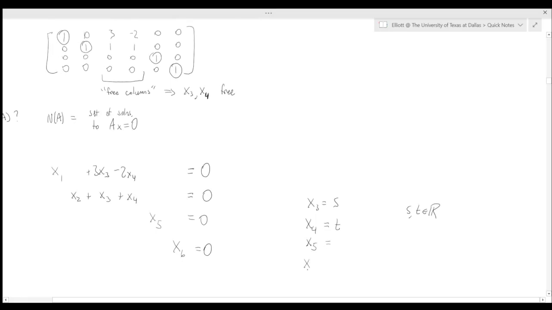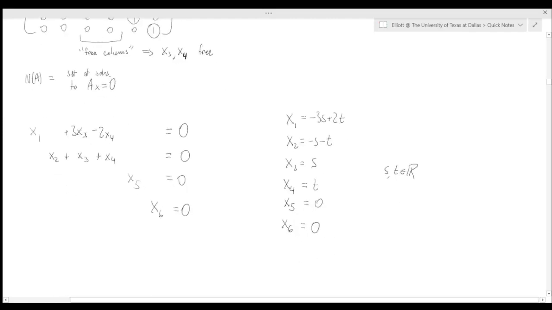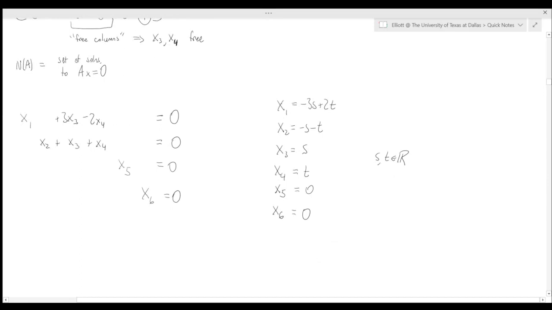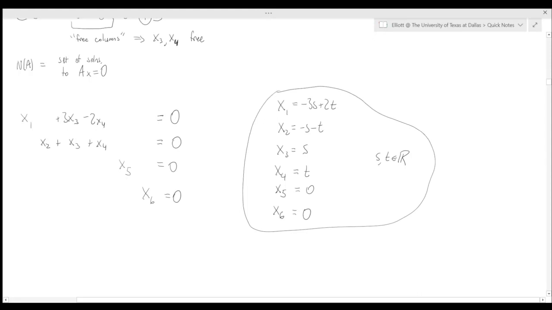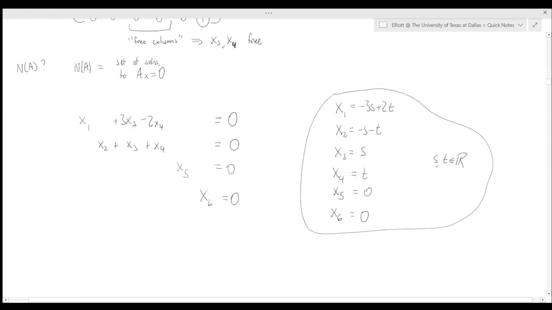Then we'll write out the remaining variables. So we see that x5 and x6 must be equal to 0 from these 2. Looking at this equation, x2 must equal minus s minus t. So moving these over. And then finally, in the first equation, x1 is going to be minus 3s plus 2t. So then this would be the set of all the solutions to our equation Ax equals 0.